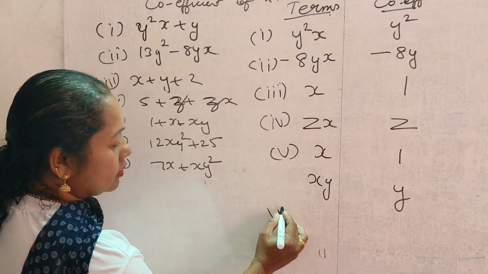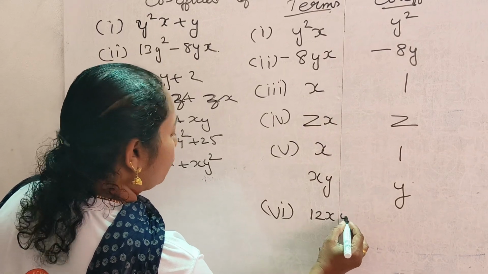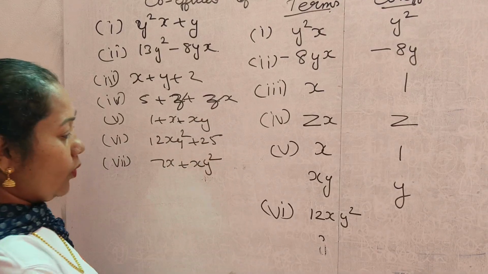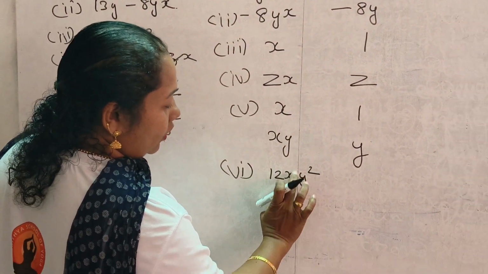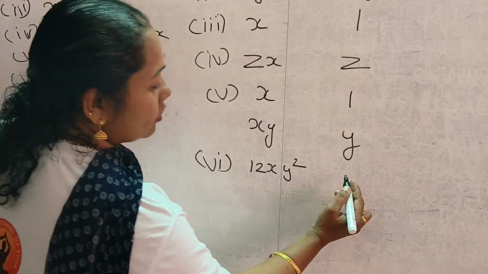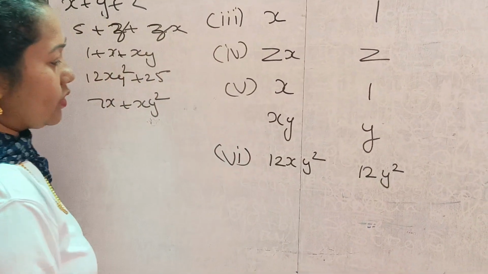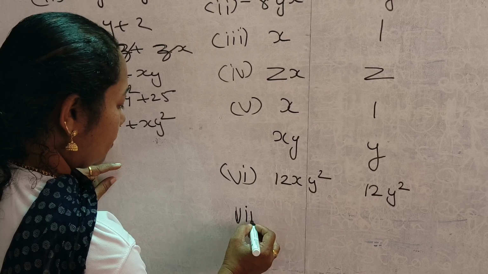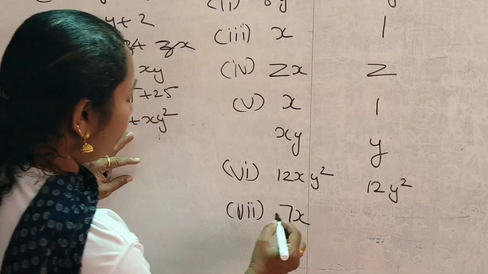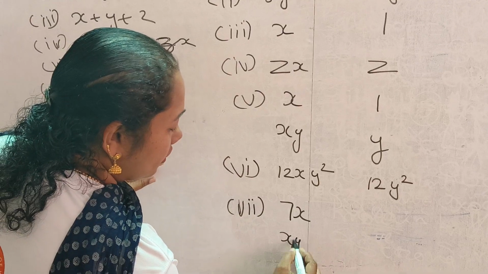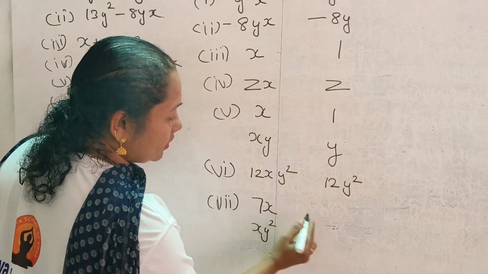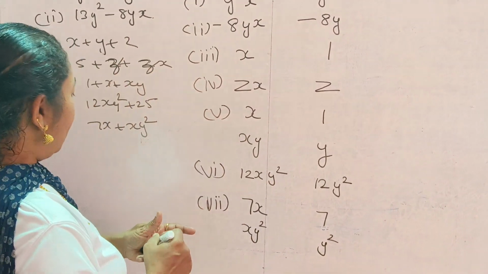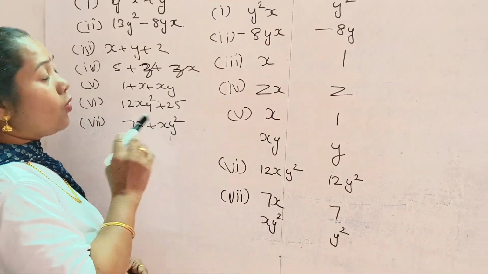In question number 6, 12xy squared and 25. 25 we don't have to consider because there is no x. So only 12xy squared. Without x there is 12 and y squared, so the coefficient is 12y squared. Now the next question is 7x. 7x is one of the terms and the next term is xy squared. So the coefficient of 7x is 7 and the coefficient of xy squared is y squared. In this way we have to write the coefficient of all the terms.